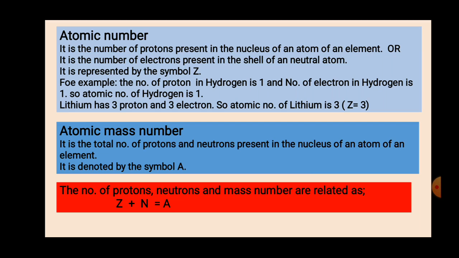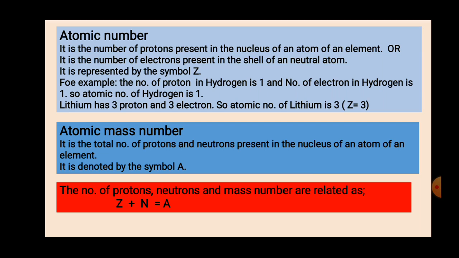Electrons are present outside the nucleus. Electrons always revolve around the nucleus. So the nucleus contains two fundamental particles, protons and neutrons. Electrons are present outside the nucleus. You should keep this in your mind.